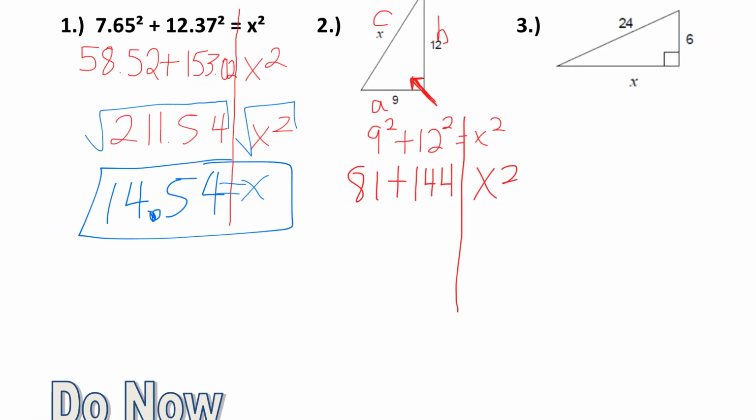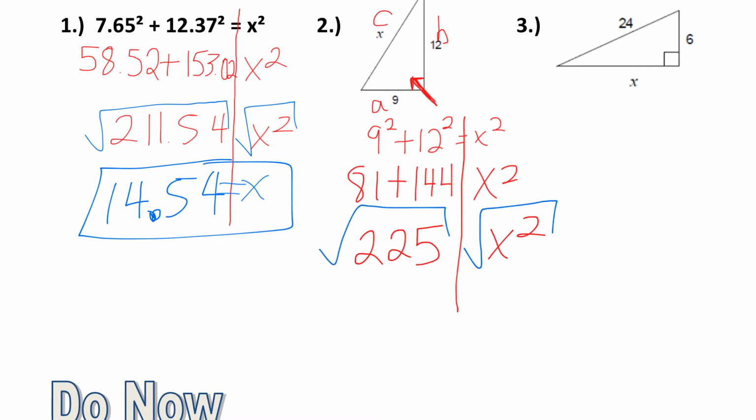81 plus 144. 225 equals x squared. Then what do we do? Make sure you take that square root so that this square root and this square cancel each other out. So that leaves x equals 15. Exactly 15.